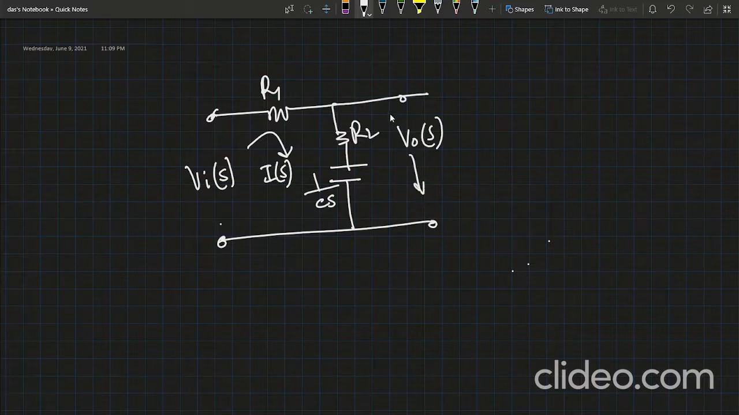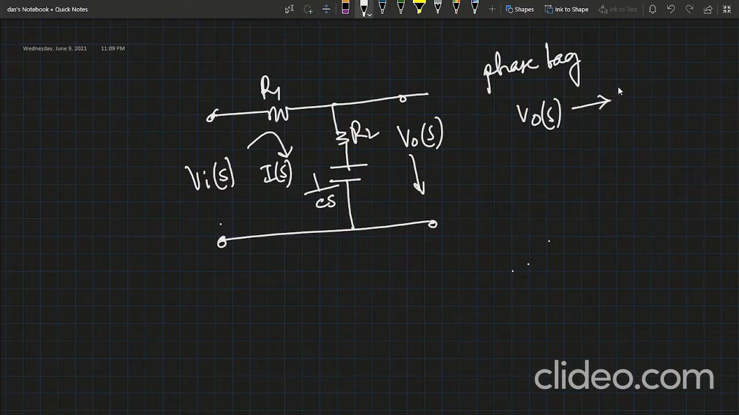Now this is known as a phase lag network, because the output voltage is phase lagged with respect to the input voltage. That means the input and the output have a phase difference of angle theta. The output lags the input, that's why it is known as a phase lag network.